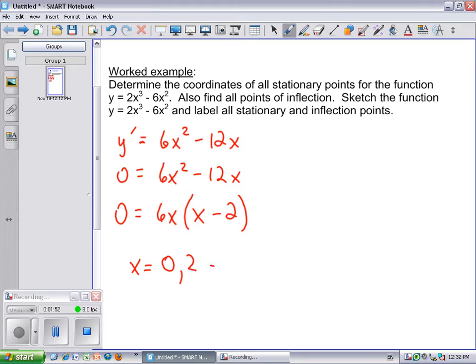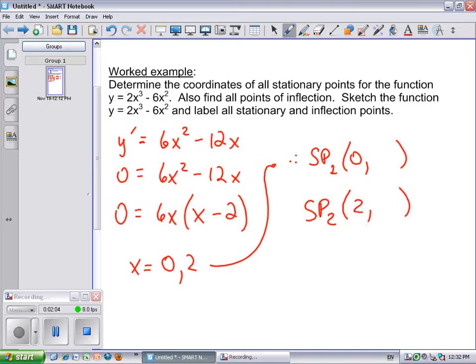Therefore, we can say we have stationary point number 1 at 0, something, and stationary point number 2 at 2, something. To obtain the y value, we refer back to the original equation. If you forgot, it's right here. Mental math: 0 in for x becomes 2 times 0 cubed minus 6 times 0 squared, which is 0. Stationary point 2: 2 cubed is 8, 8 times 2 is 16. 2 squared is 4, 6 times 4 is 24. So we have 16 minus 24, which is negative 8.